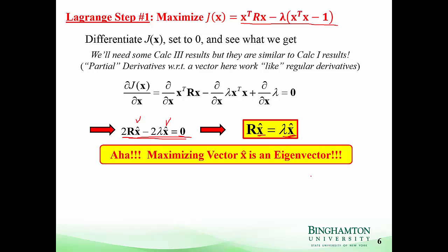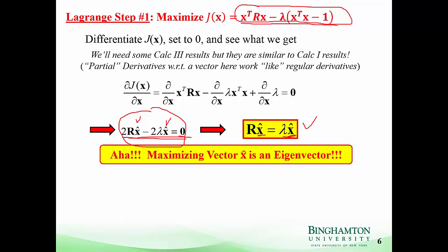Well, we've done this. This is the eigenvector problem, right? So what we're saying is that the x hat that solves this, which maximizes this unconstrained problem, is an eigenvector of the matrix R. Ha! Who would have thought that would have showed up? But it does. Yet another connection between eigenvectors and quadratic forms with positive definite matrices in them. So the maximizing vector x hat is an eigenvector.